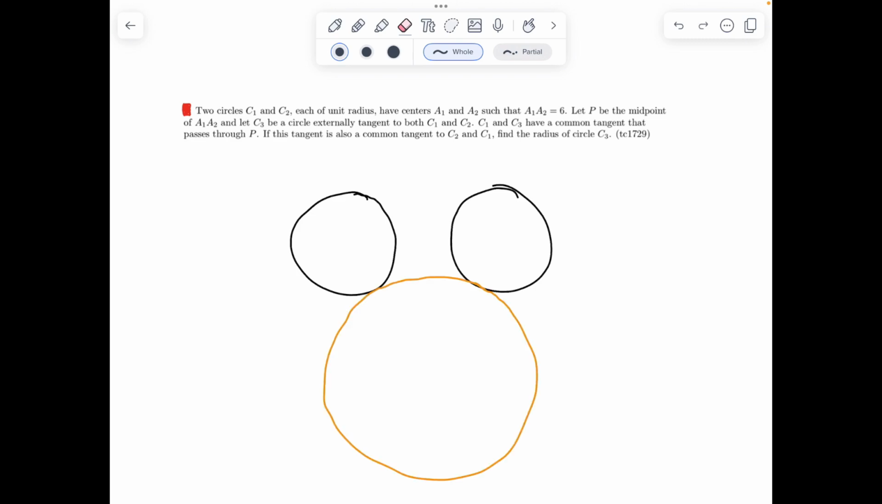So before I go further, it's better to draw a diagram. Let's start with circle C1 and circle C2. We have a larger circle C3 which touches both of them. Now the center points are A1 and A2. Let's join them and call them A1 and A2 respectively. Now we have a common tangent to C1 and C3 as shown in the figure. P is the midpoint. Let's draw a perpendicular from A1 to that common tangent.